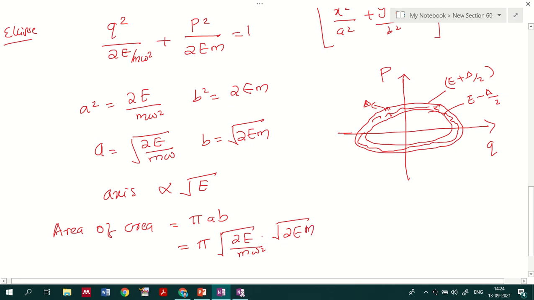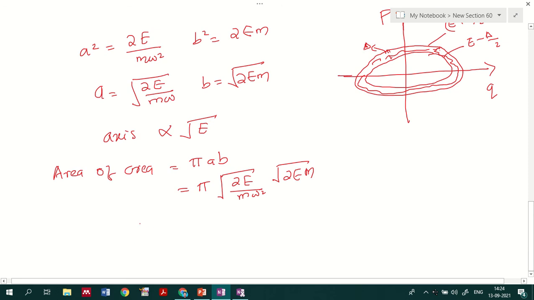Okay, root t m, and from that we'll get, if you multiply this one, you will be getting 2 pi e divided by omega square, because m and m get cancelled, then you multiply root 2 e square will be there, that is 2 pi e by omega square. Okay, so this is the area of the ellipse. So that is what we got.